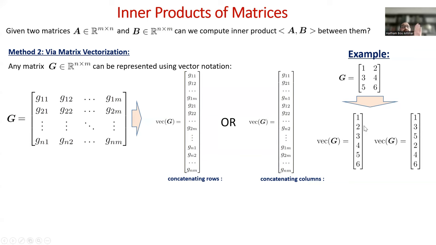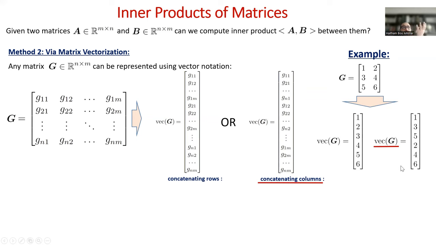So here I concatenated them row-wise. Because I said, okay, I'm going to take this, put it in the first index, and then this in the second index, then the second row, this in this index, and 4 in this index. Or I could have done a column-wise concatenation, right? So I would have done 1, 3, 5. So I've taken 1, 3, 5 first, then 2, 4, 6, right?